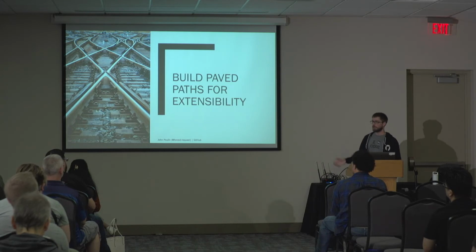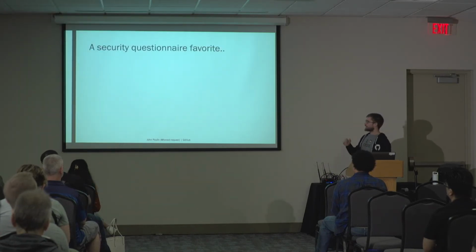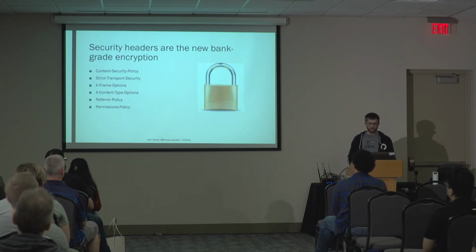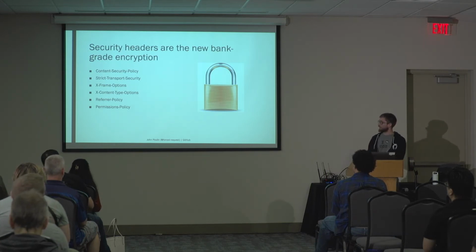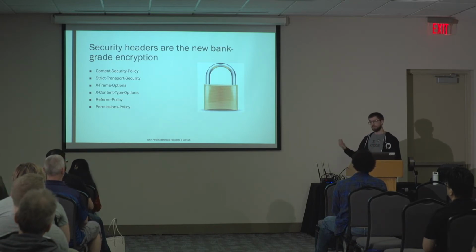So building paved paths for extensibility. This is a favorite of mine, or I should say a security questionnaire favorite. We get this a lot at GitHub: security headers. I don't know if anyone knows where I'm going with this, but in my opinion, and this is kind of a bold statement, security headers are effectively the new bank rate encryption. Everyone wants to see it, and they want to see it because it's visible to them.